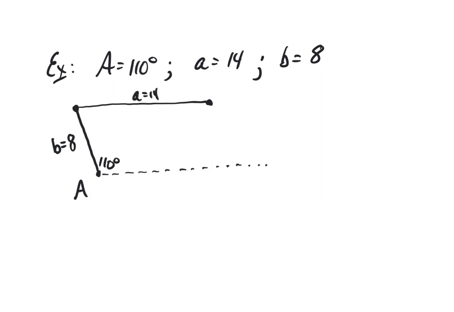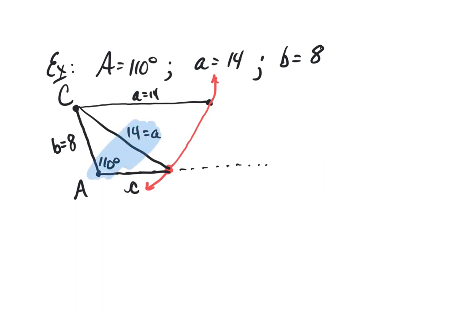And once again, when I swing it up it doesn't make any sense, but when I swing it down, it is then going to hit side C. And therefore, now we can complete our triangle using 14 for side A, 8 for side B, and 110 for angle A. So that makes this side C, this one angle C, and because we know a pair, an angle and a side directly across, we can use law of sines to find the missing pieces.